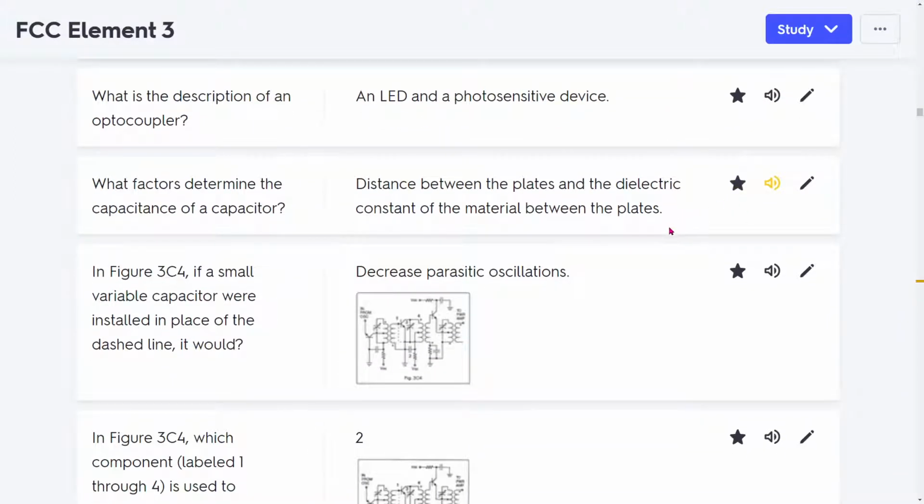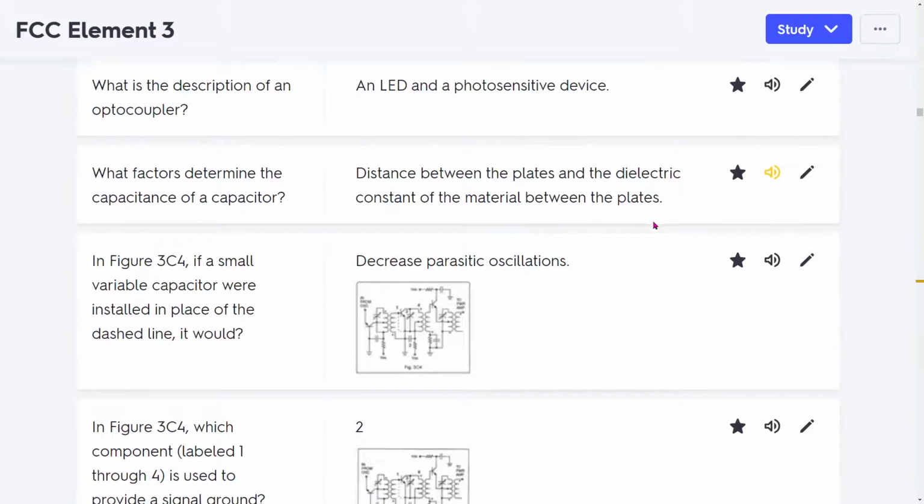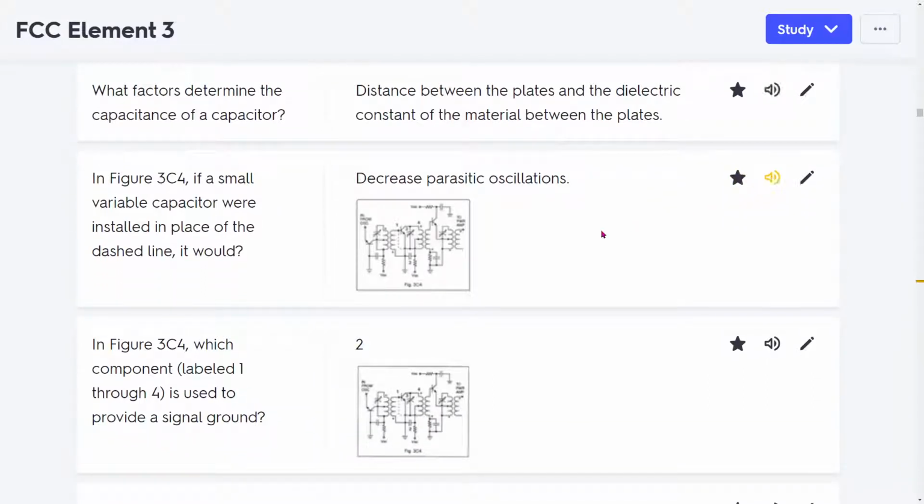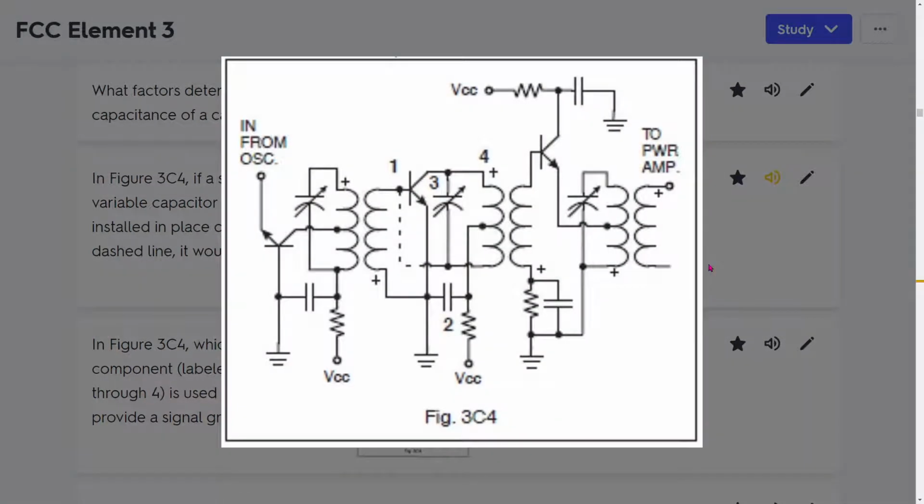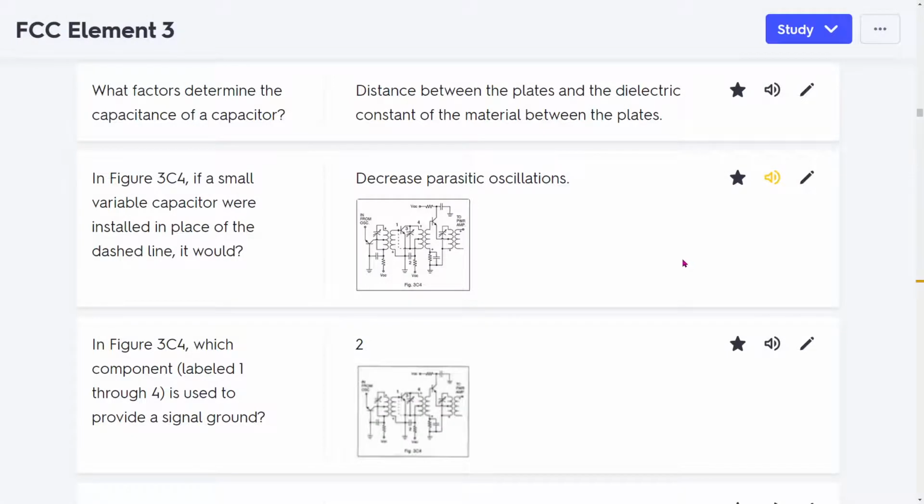What factors determine the capacitance of a capacitor? Distance between the plates and the dielectric constant of the material between the plates. In Figure 3C4, if a small variable capacitor were installed in place of the dashed line, it would decrease parasitic oscillations.